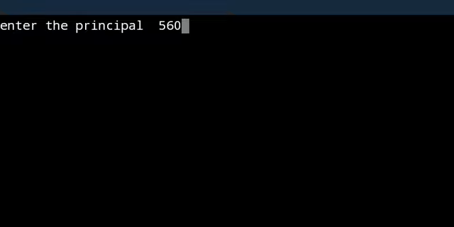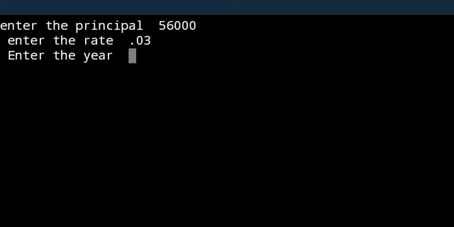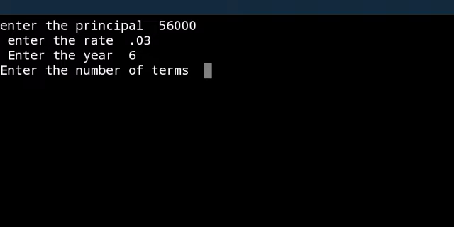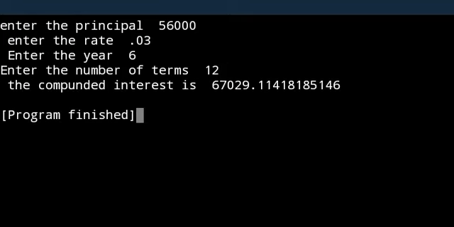If the principal is 56,000, the rate is 0.03%, the year is 6 years, as the number of times will be calculated in a year, 12, the interest will be 57,029. So thank you very much. This is how to calculate compounded interest.